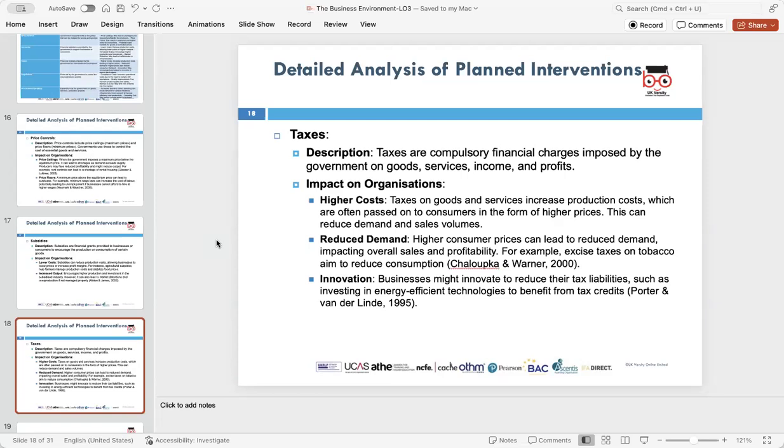Higher prices due to taxes can lead to reduced consumer demand. When consumers face higher prices, they tend to buy less, which can impact overall sales and profitability for businesses. Innovation: faced with higher tax burdens, businesses might innovate to reduce their liabilities. For instance, companies might invest in energy efficient technologies to benefit from tax credits and reduce their overall tax payments, right? The example is excise taxes on tobacco products, which aim to discourage consumption by making these products more expensive. This can lead to reduced sales for tobacco companies, but serves a public health objective by reducing smoking rates.